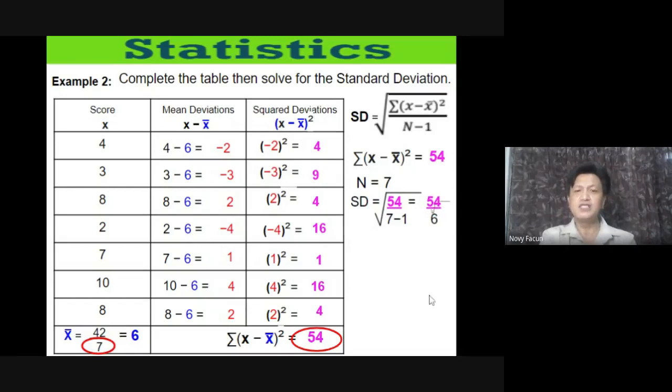Ibig sabihin yan, square root of 54 divided by 6. You will have to divide first before you get the square root of this. Ibig sabihin yan, that is 54 divided by 6, that is 9. Ibig sabihin, square root ng 9 natin, that is equal to 3. Yan ngayon yung ating standard deviation for this example number 2. So with that, ganun lang kung paano mag-compute ng standard deviation.